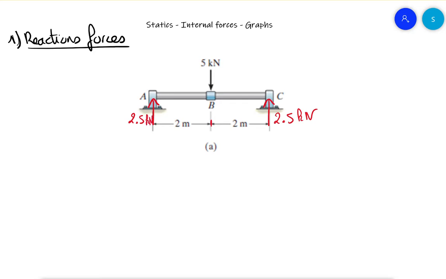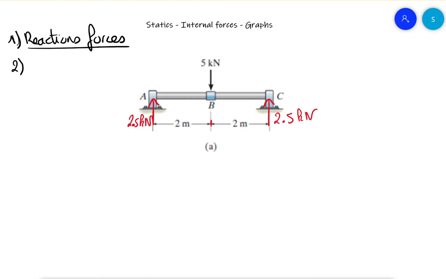Okay, if it's in the middle, it's exactly half on both sides. And you can check that by doing the moment about A or the moment about C. Okay, so that's the first step. Second step, we need to find the intervals where the function of the shear force and the bending moment will be different.